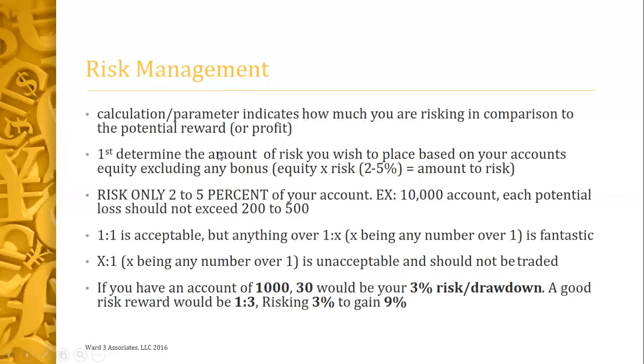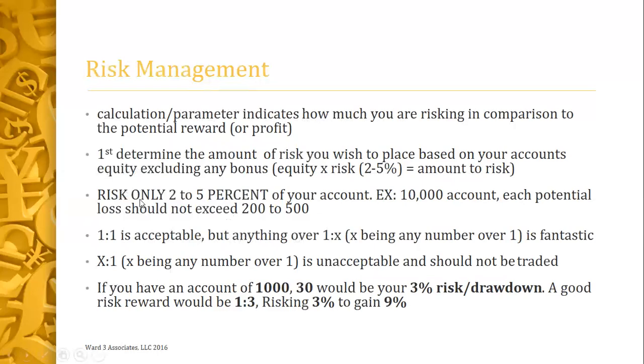Okay. So first, you want to determine the amount of risk you want to place based on your account's equity, excluding any bonus. So let's say you've got $1,000 in your account, right? You want to risk 3%. 3% of $1,000 is only 30 bucks. Okay. It's not much at all. I mean, hold on. 3% is, geez Louise, 300 bucks. And that's really not too much, but it's a safe amount with a $1,000 account.